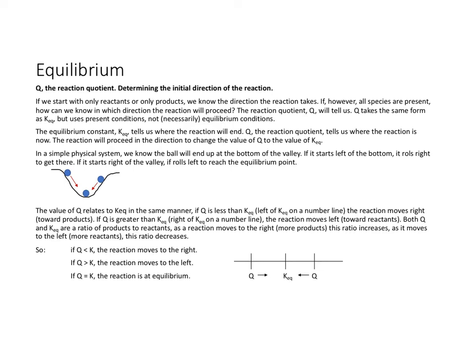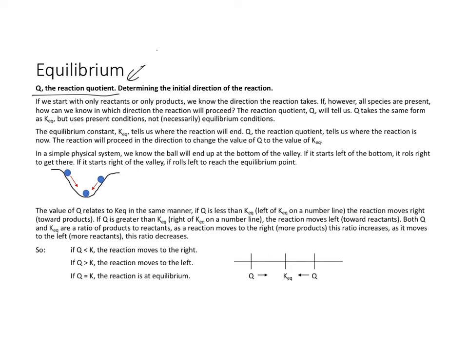The next topic that we want to talk about in equilibrium is the idea of which direction our reaction will go. If we start with a particular set of conditions, will the reaction move to the right toward products, or will it move to the left toward reactants? And what we're going to do is use what is called Q, the reaction quotient.